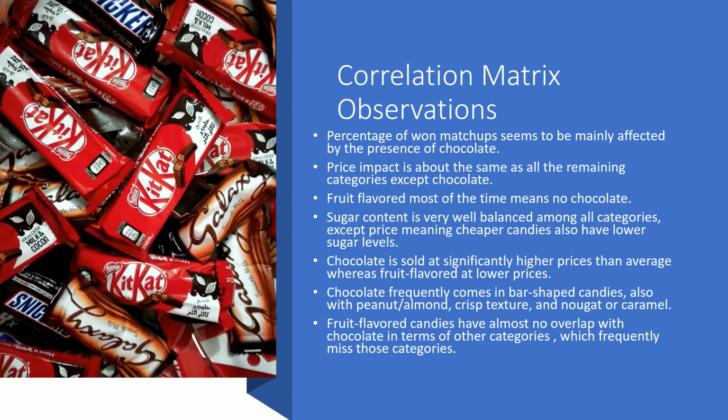Chocolate is sold at significantly higher prices than average, whereas fruit-flavored candies are sold at lower prices. Chocolate frequently comes in a bar-shaped candy, also with peanut, almond, crisp texture, and nougat or caramel. Fruit-flavored candies have almost no overlap with chocolate in terms of other categories, which frequently indeed misses those categories.